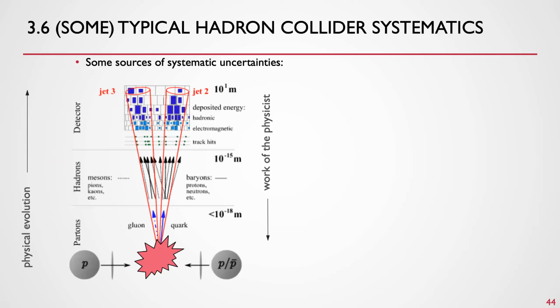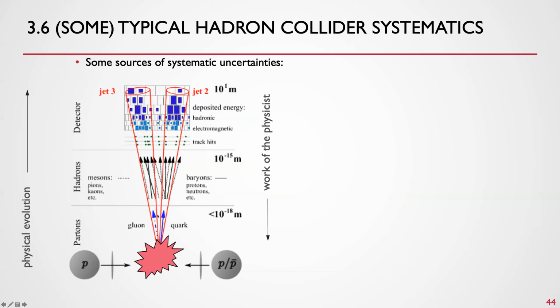Let's look at typical hadron collider systematics. This is again an overview in different terms. So we have our initial protons, or protons and antiprotons. At the LHC it is proton and proton. Protons contain quarks and gluons. In the lab frame, because of Lorentz contraction, these are actually tiny disks that collide somewhere in the detector. Then our complicated event takes place and gluons and quarks are ejected.